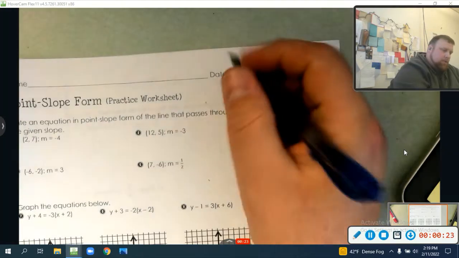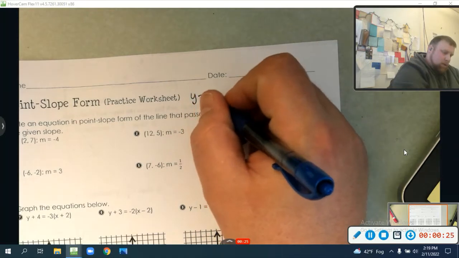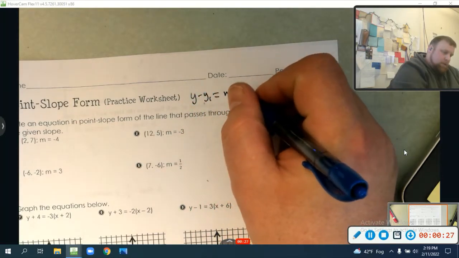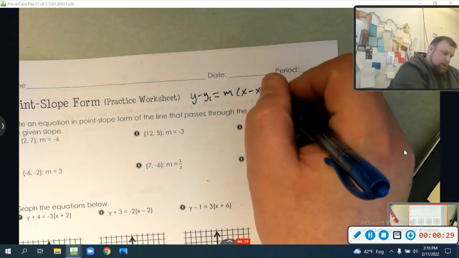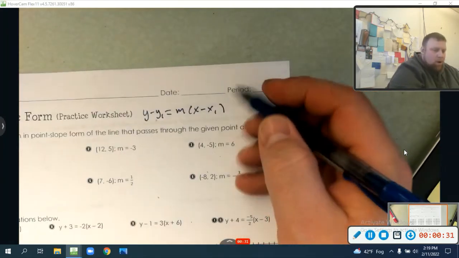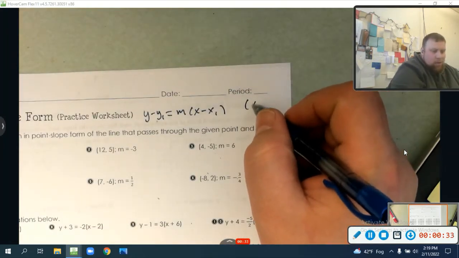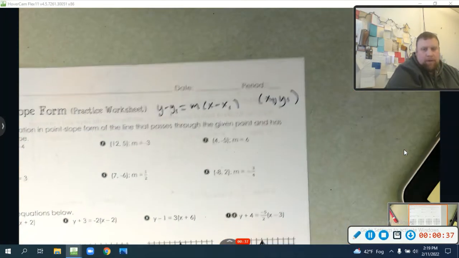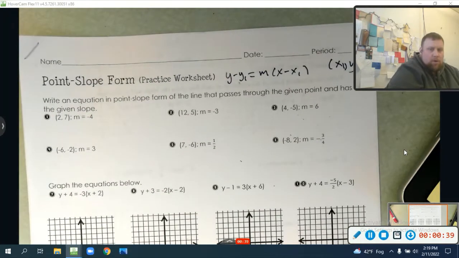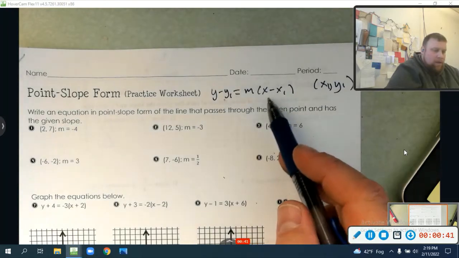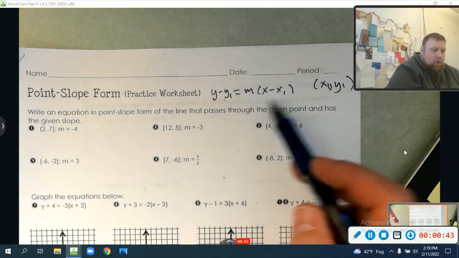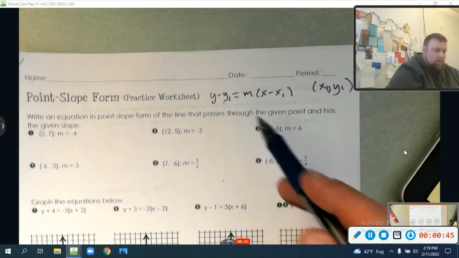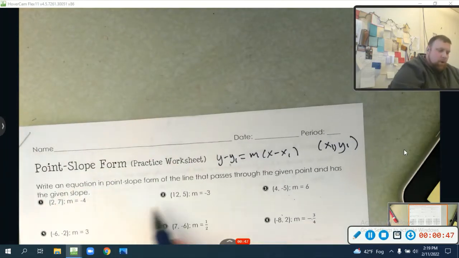Don't forget, point slope form is y minus y1 equals the slope times x minus x1, where y1 and x1 are literally just your x, y points for the point we're given. So we leave the y and the x alone. We just plug in values for y1, x1, and the slope. All right. So write an equation in point slope form.